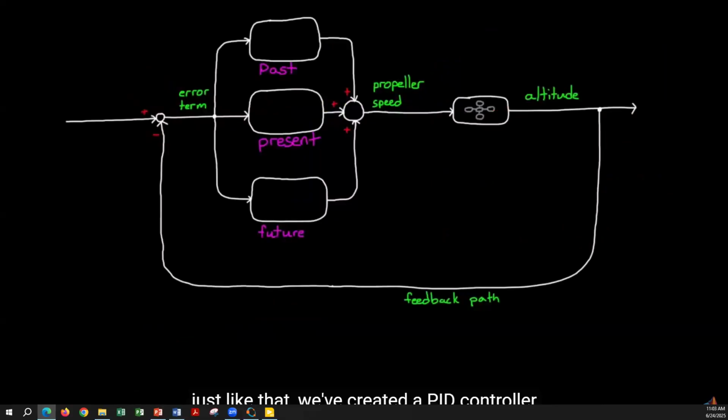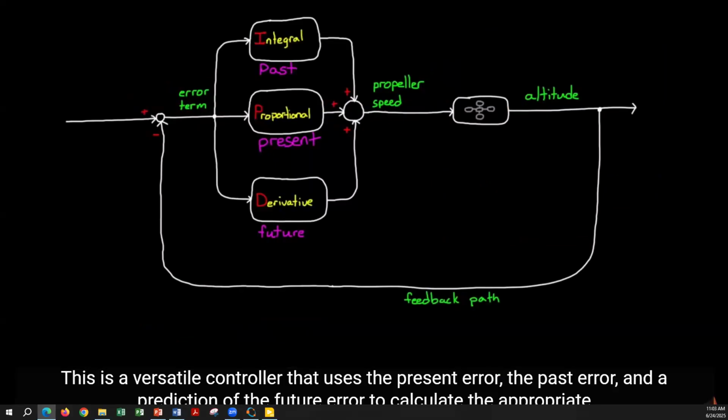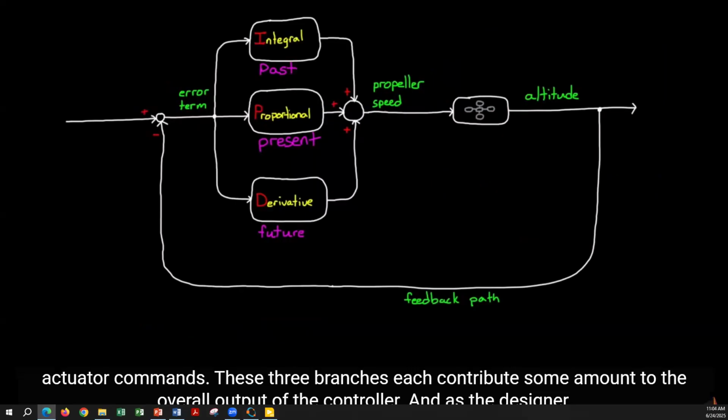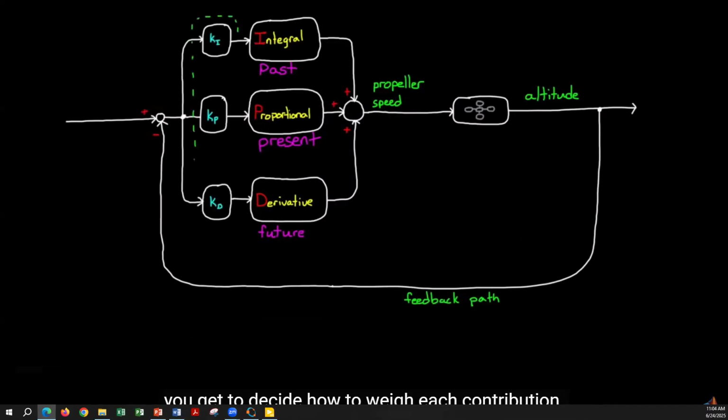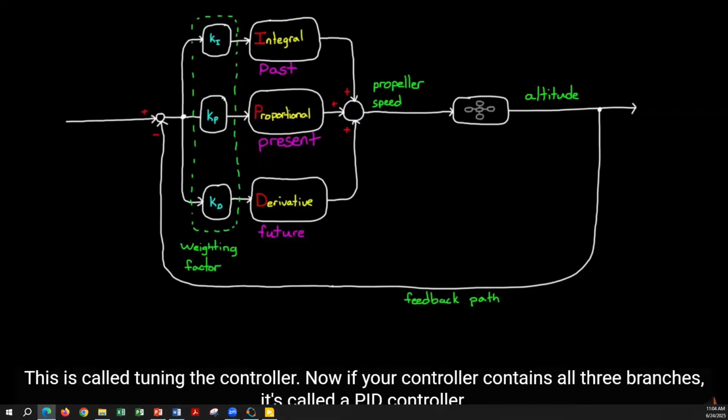And just like that, we've created a PID controller: proportional, integral, derivative. This is a versatile controller that uses the present error, the past error, and a prediction of the future error to calculate the appropriate actuator commands. These three branches each contribute some amount to the overall output of the controller, and as the designer, you get to decide how to weigh each contribution. You do this by adjusting the gain term in each branch. This is called tuning the controller.